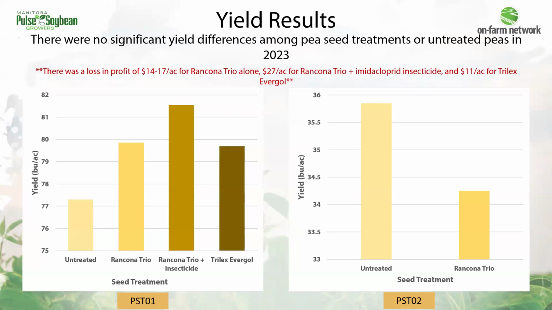And now the yield results. At both trials this year, we saw no significant yield differences with treated and untreated peas. Because of this, there was a loss in profit amounting to the cost of product.